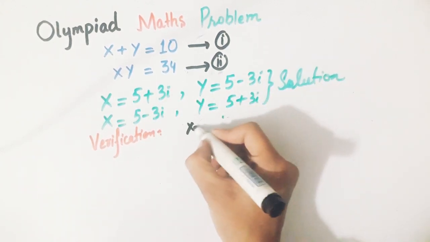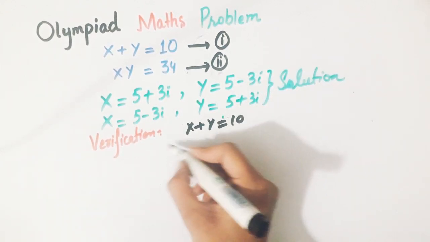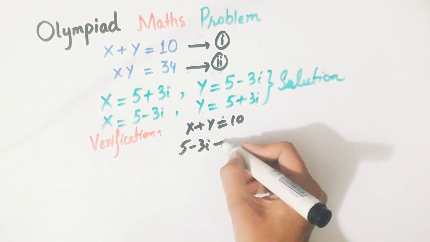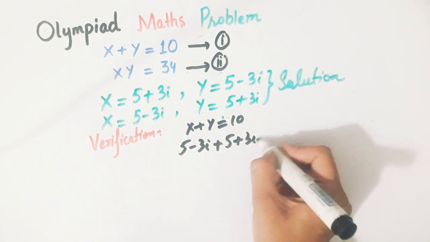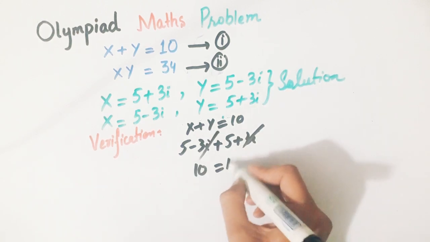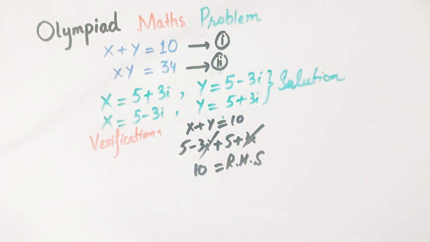Now again for the other root, x plus y equals 10. In place of x we substitute 5 minus 3 iota and for y 5 plus 3 iota. You can see 3 iota and 3 iota cancel out. Again we get 10, which equals the right hand side. So you see how we easily solved this equation.